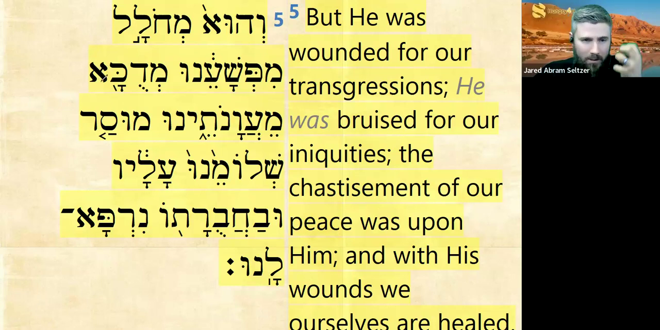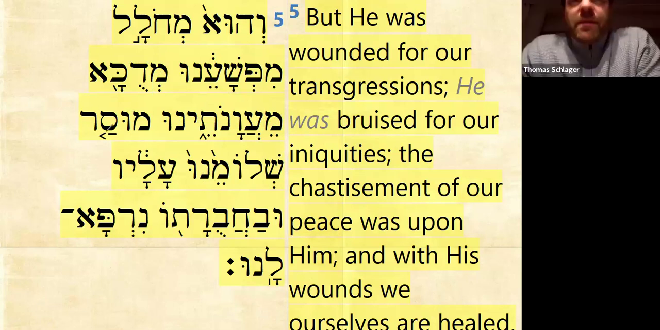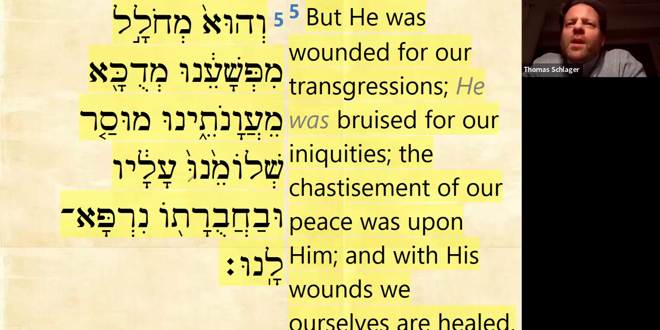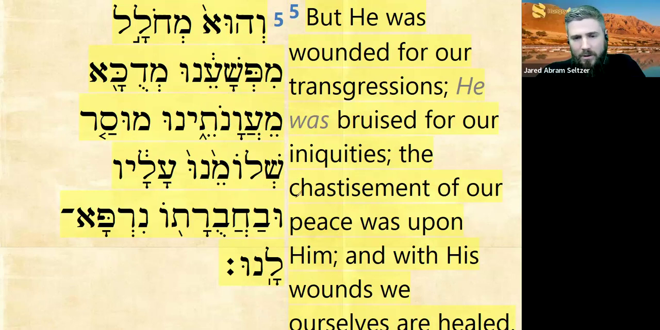Miduka, like dikayon is depression. So miduka means pu'al, he was bruised. Me avonoteinu, from our avonot, from our iniquities. Musar shlomenu. Musar, they're translating it as chastisement. It could be discipline. Shlomenu, for our peace or of our peace. Alav, upon him.